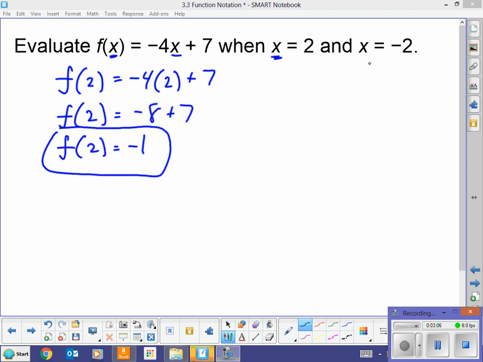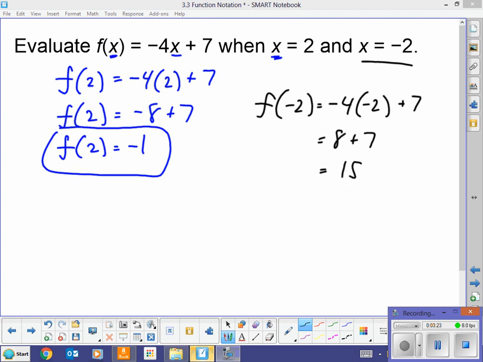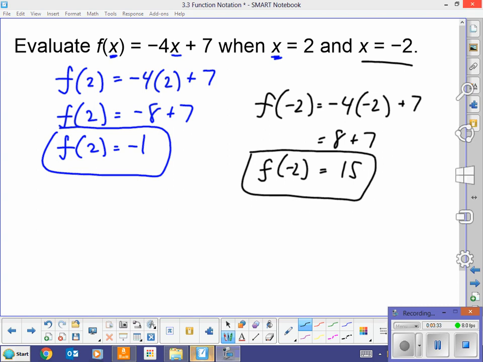Okay, and when x equals negative 2, f of negative 2 equals negative 4 times negative 2 plus 7. Okay, so negative 4 times negative 2 is positive 8 plus 7. So 15. f of negative 2 equals 15. Pretty easy there so far, because the math is easy. It's just getting used to this new way of writing math with this shorthand notation.